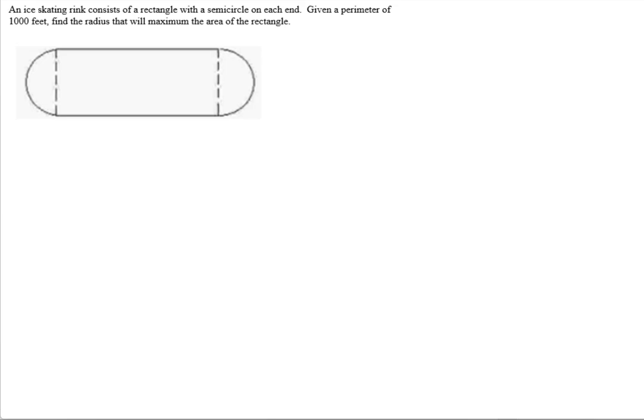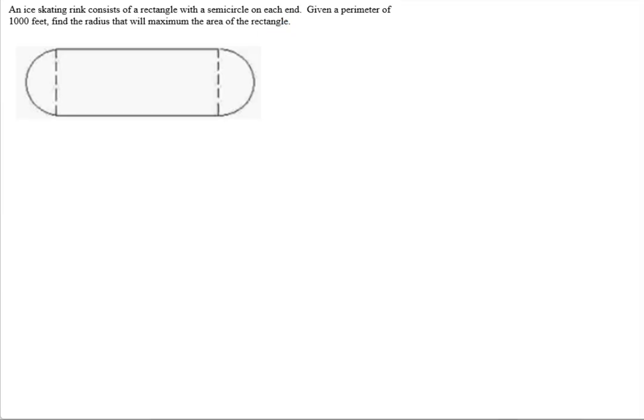For AP Calculus on the topic of optimization problems. So this one says an ice skating rink consists of a rectangle with a semicircle on each end. Given a perimeter of 1,000 feet, find the radius that will maximize the area of the rectangle. All right, so let's first label our diagram.